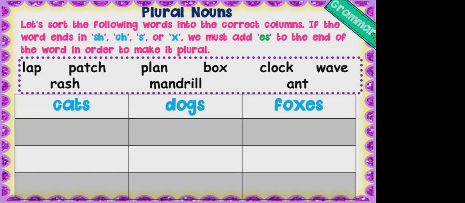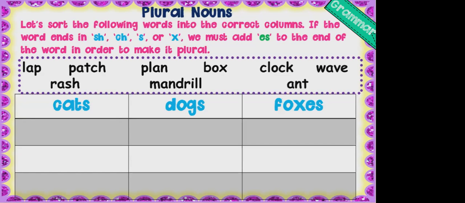dogs, either one. What about balk? What about wave? Waves. We're going to add what? Just an S, right? Yes, to make it plural. And those clocks and waves would go under cats and dogs.